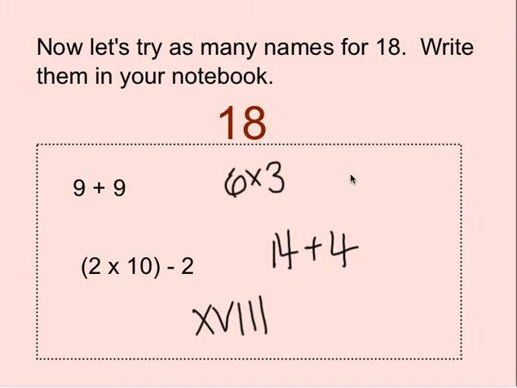We could try 30 subtract 12 is 18. You can always do just 18 times 1. So again, those are a few. Hopefully you had some that are similar, or you have created some of your own ideas.